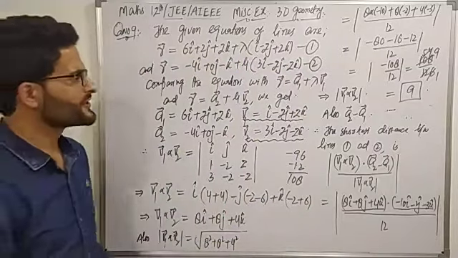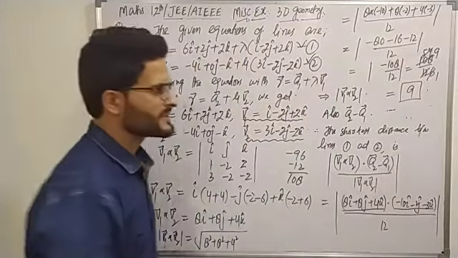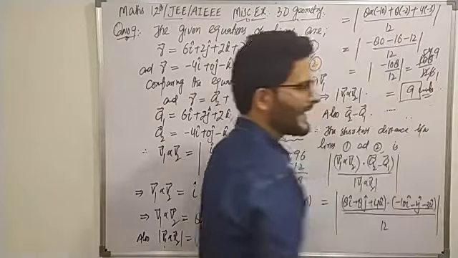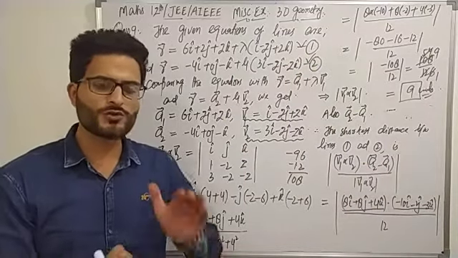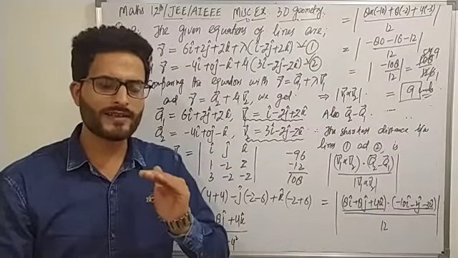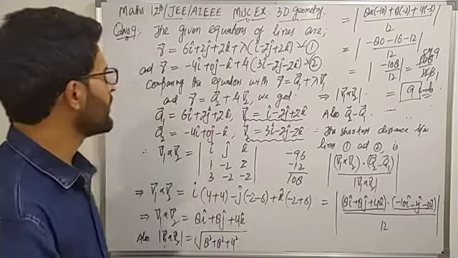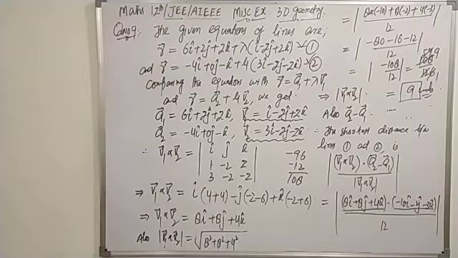So the shortest distance between these two skew lines first and second must be equal to 9 units. The shortest distance between lines first and second is 9 units. So these two skew lines are at a perpendicular distance of 9 units. So that is all about question number 9 of the miscellaneous exercise.